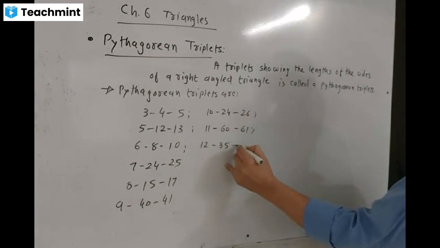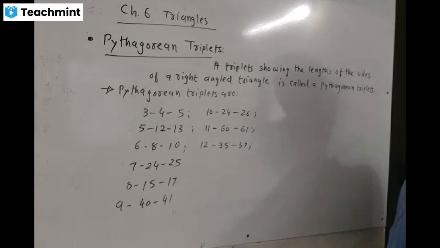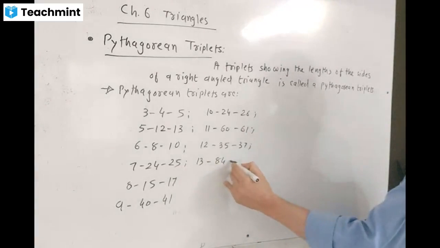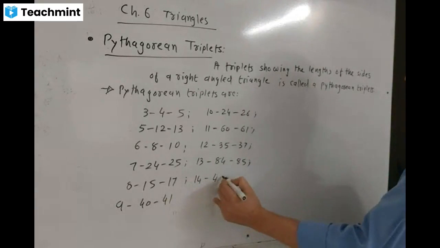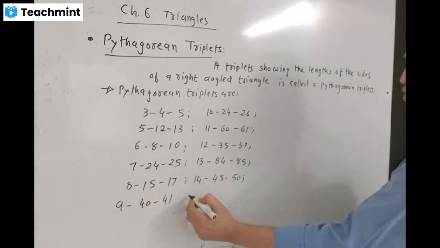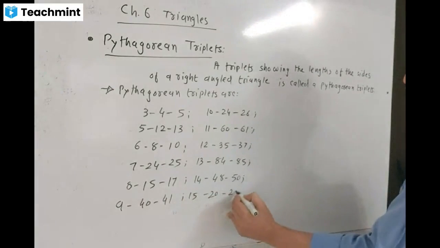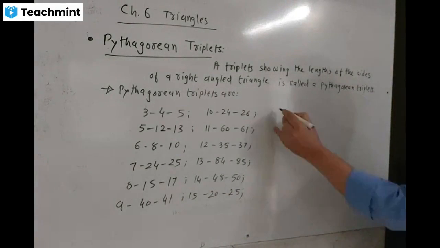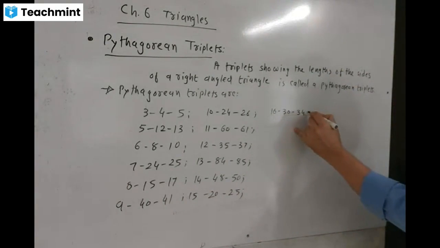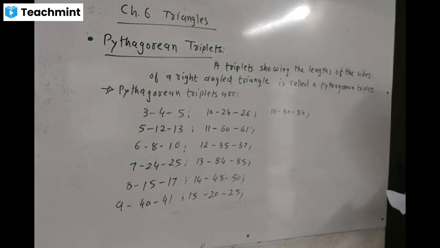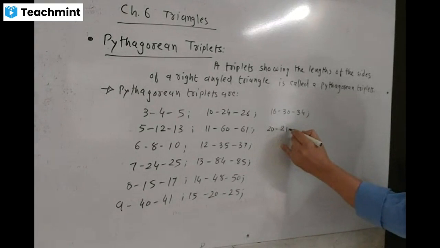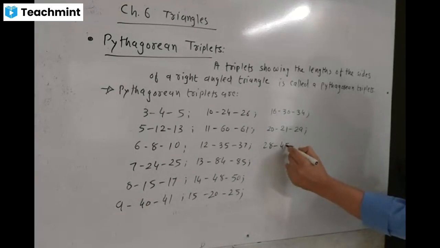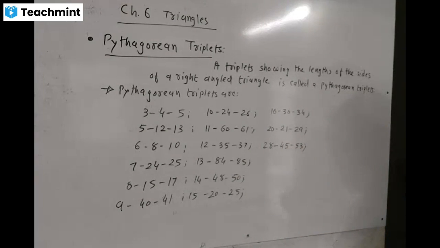12 square plus 35 square is equal to 37 square. 13 square plus 84 square is equal to 85 square. 14 square plus 48 square is equal to 50 square. 15 square plus 20 square is equal to 25 square. 16 square plus 30 square is equal to 34 square. 20 square plus 21 square is equal to 29 square. 28 square plus 45 square is equal to 53 square.